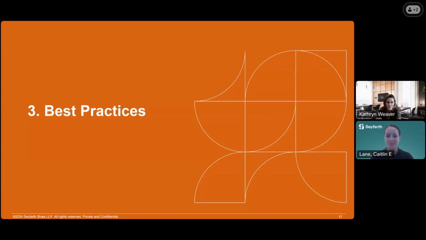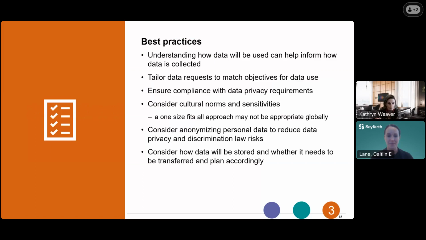Okay, so just a quick reminder on best practice. I'm going to rattle through this. Be clear about the purpose of your DEI survey before you start writing the questions and devising the drop-down options. Understanding how the data will be used will help you then inform how the data is collected. Don't ask unnecessary questions. Make sure you tailor your requests to match the objectives for the data use. Do your homework on data privacy requirements in the jurisdictions you intend to roll out the survey in. The laws differ significantly in many ways.